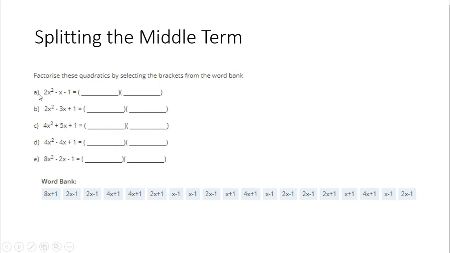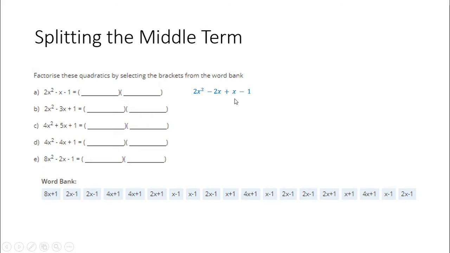Okay, so looking at this first one here, I'm going to do 2 times the minus 1, that's negative 2. And I need to find two numbers that multiply to make negative 2, but add to make negative 1. And I found those numbers to be negative 2 and 1. Negative 2 times 1 makes negative 2, and negative 2 plus 1 will still be negative 1. So I've split my middle term. That minus x has become minus 2x plus 1x.